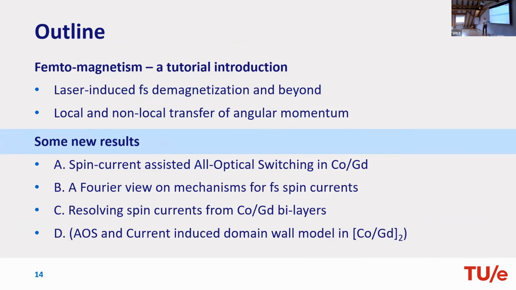Come back to that. Now I'll have a Fourier view on the mechanism of femtosecond spin currents that we generate. Then we will try to resolve the spin currents from a cobalt gadolinium bilayer. Where is it really coming from, the spin current? The cobalt or the gadolinium? And we already had the treat from Davide that he showed that we can then do it in the gigahertz or in the terahertz regime. And then finally, I'll show a little bit of results on how we can do current-induced domain wall motion in these synthetic ferrimagnets, as I started with.